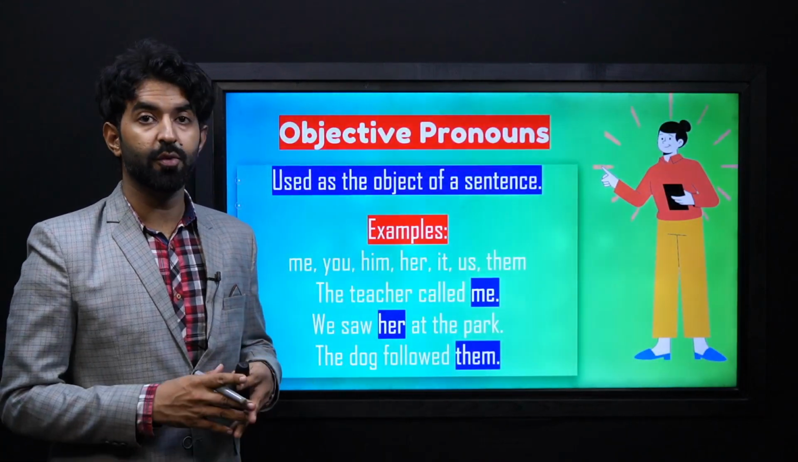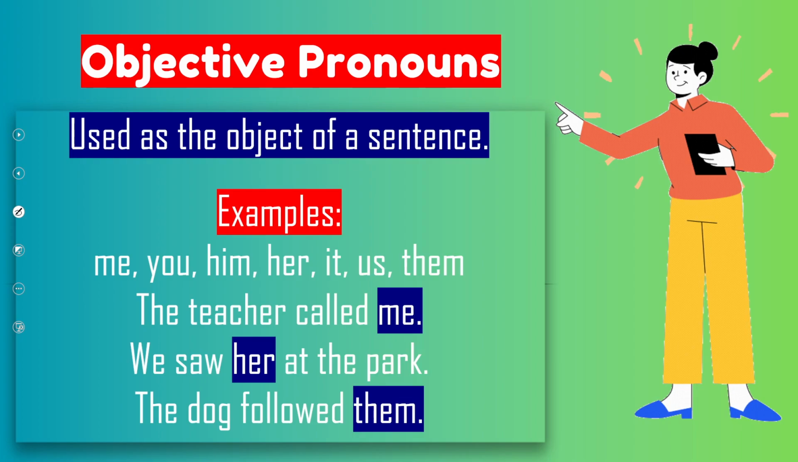Now, objective pronouns. They are used as the object of a sentence. Let's look at some examples. Here are some objective pronouns like me, you, him, her, it, us and them. Now let's take a look at them in different sentences.